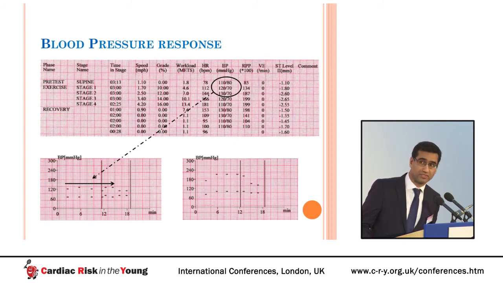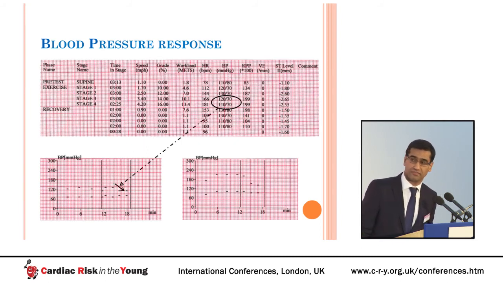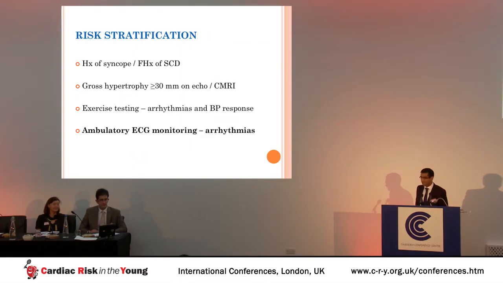In addition, this patient actually developed a drop in their blood pressure towards the end of exercise, and this is in contrast to a normal test where you'd expect blood pressure to rise gradually towards peak exercise and then tail off in recovery. So a blunted blood pressure response to exercise or a fall in blood pressure is another high-risk feature in the condition. And finally, to finish our risk stratification test, we perform ambulatory or Holter ECG monitoring.